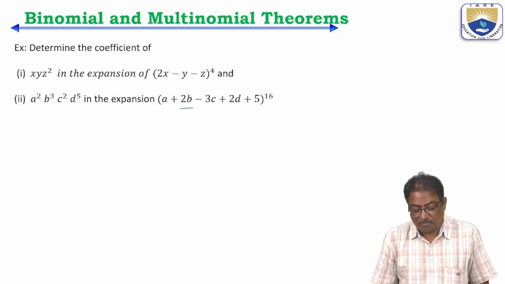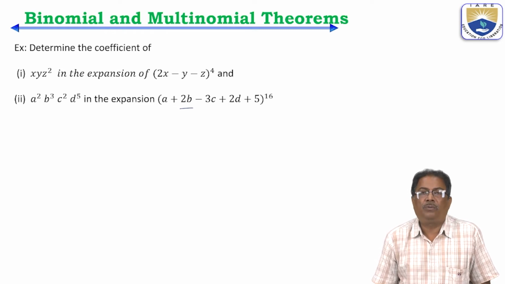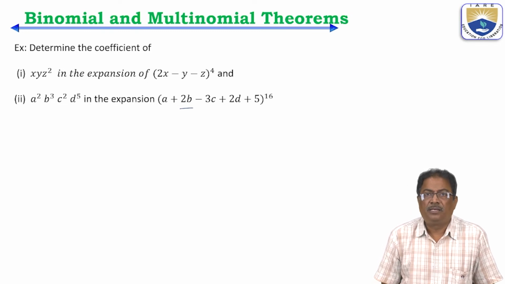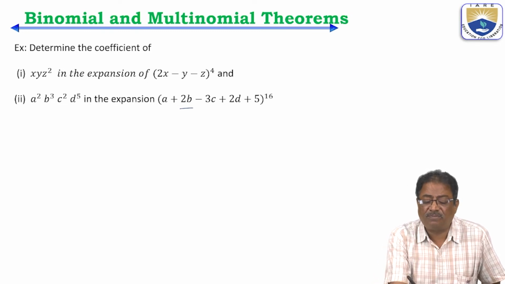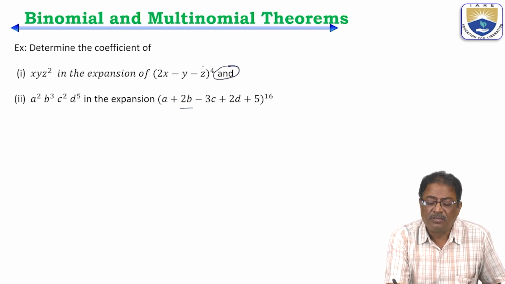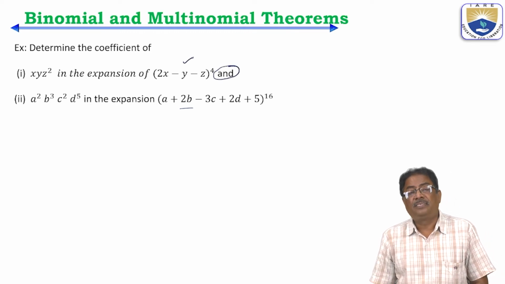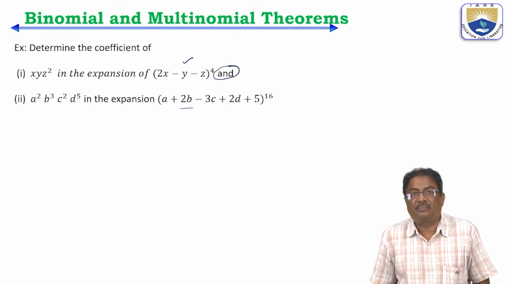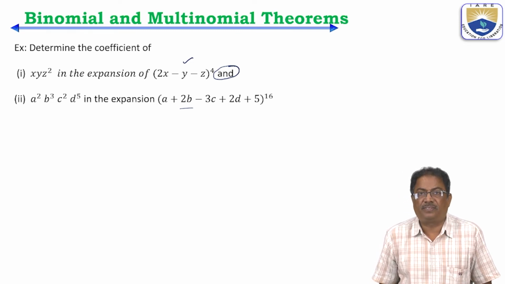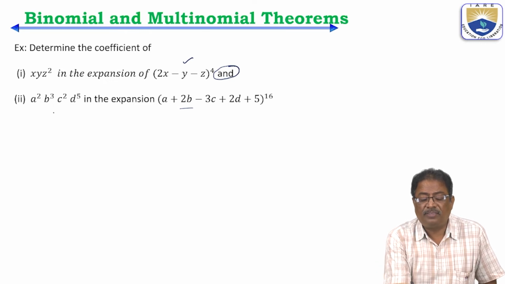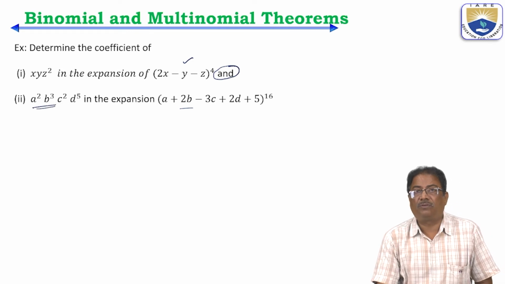as well as multinomials. Now let us consider some more problems on multinomials, because the binomial is familiar. So now we are going to focus on multinomial related problems. Now I am going to consider the first one: to determine the coefficient of x, y, z square. In this expansion, if you are going to expand, what is the coefficient of this?